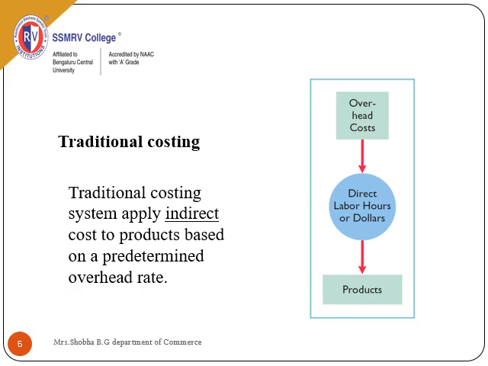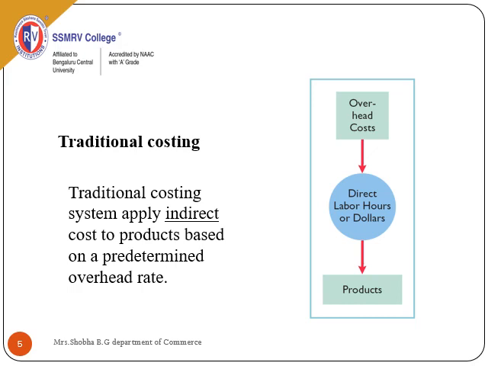Before going to traditional costing, let us understand what costing is. As we all know, costing is a method or procedure adopted to ascertain the cost of goods or services. When we ascertain the cost of goods or services, we consider the direct expenses and the indirect expenses. With direct expenditure there is no problem, because these direct expenses are easily traceable and there is no confusion regarding their allocation.